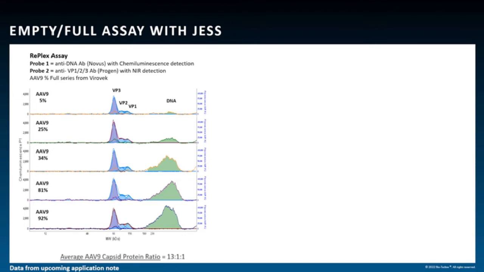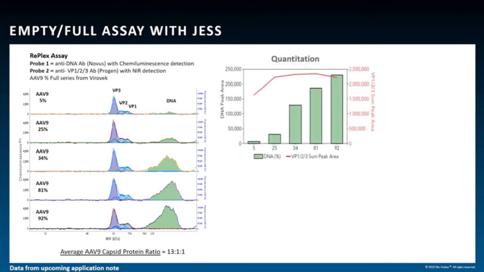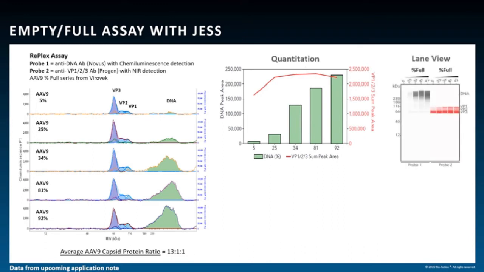In this case, for this series of AAV9s, we obtained an average capsid ratio of 13 to 1 to 1 for VP3 to 2 to 1. The data shown can be quantified and used to estimate the amount of DNA in other samples. I've additionally added a lane view representation on the far right to help better illustrate the data sequence. In probe 1, we have the chemiluminescence detection of the DNA, and in probe 2, we have the NIR detection of the VP123 proteins.